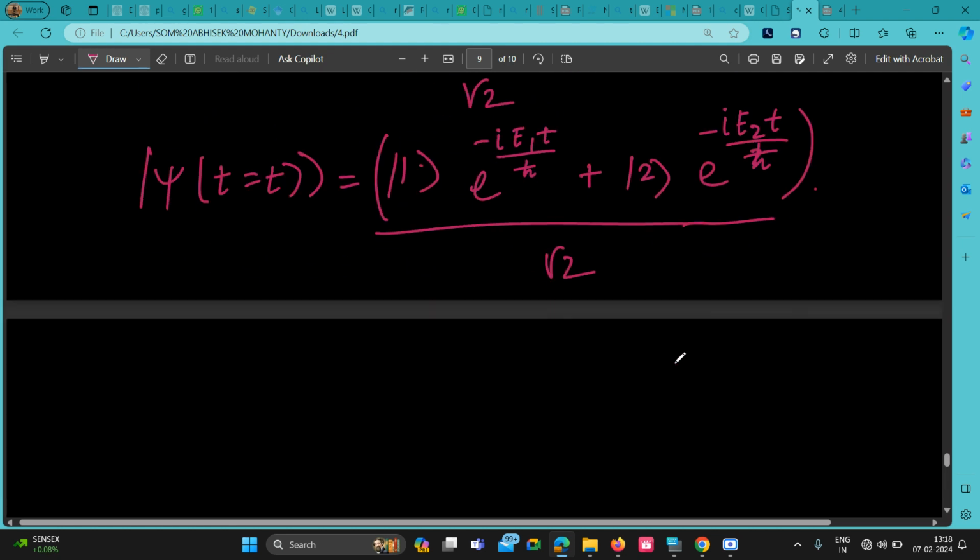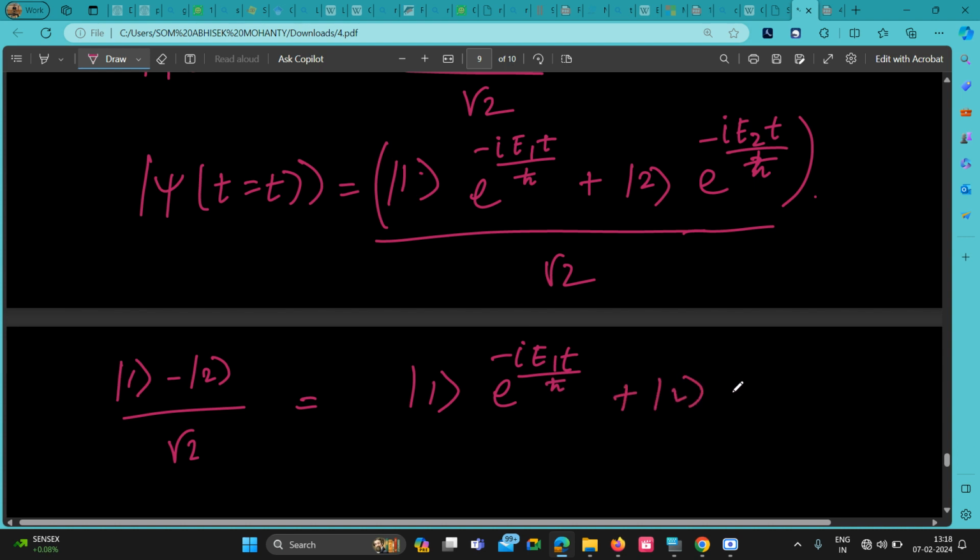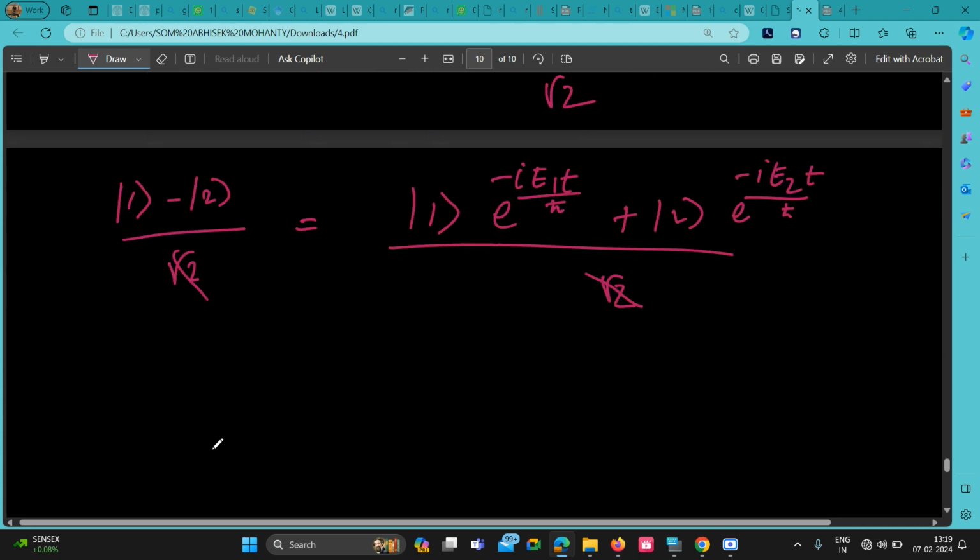So what is the question? It evolves to the state this. So the state that it obtains is, the state is actually like this, isn't it? So this is your |1⟩ e^(−iE1t/ħ) plus |2⟩ e^(−iE2t/ħ), whole divided by root 2. Root 2 cancelled out. Okay.